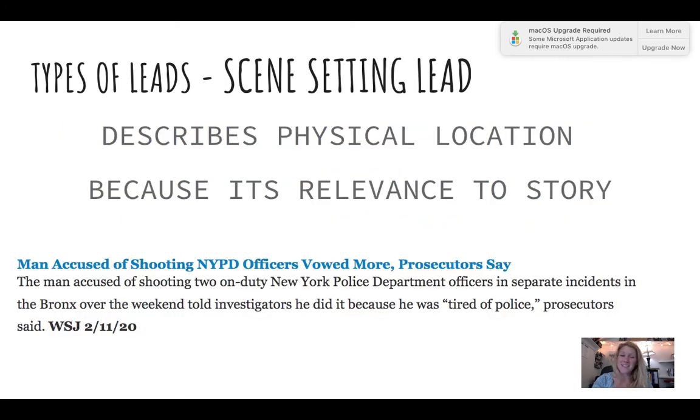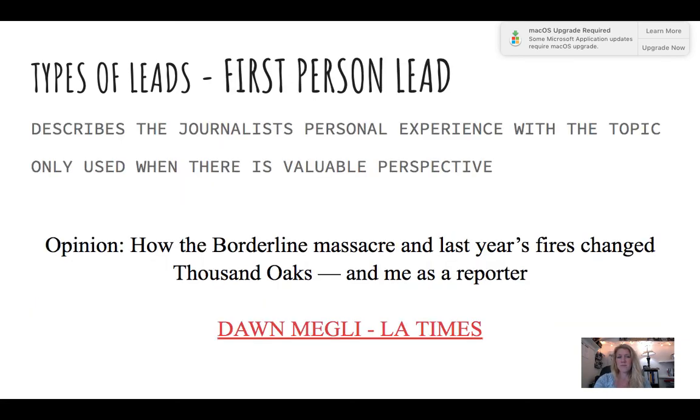Okay, types of leads. Scene setting lead. This describes a physical location because of its relevance to the story. The man accused of shooting 2 on-duty New York Police Department officers in separate incidents in the Bronx over the weekend told investigators he did it because he was tired of police, prosecutors said. The Wall Street Journal released this article and gave a lead that sets the scene and describes not only the physical location, but also probably one of their top quotes. It sets the scene and delivers what they want in order to grab their readers to read further.